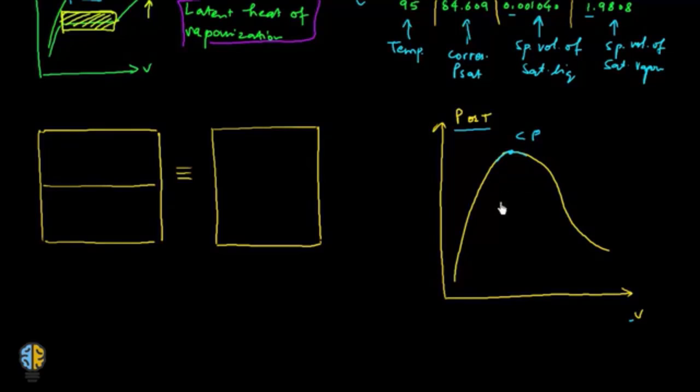Towards the left, it represents the saturated liquid state. So any point on this line would indicate a saturated liquid state. And any point on this curved line would indicate a saturated vapor state.